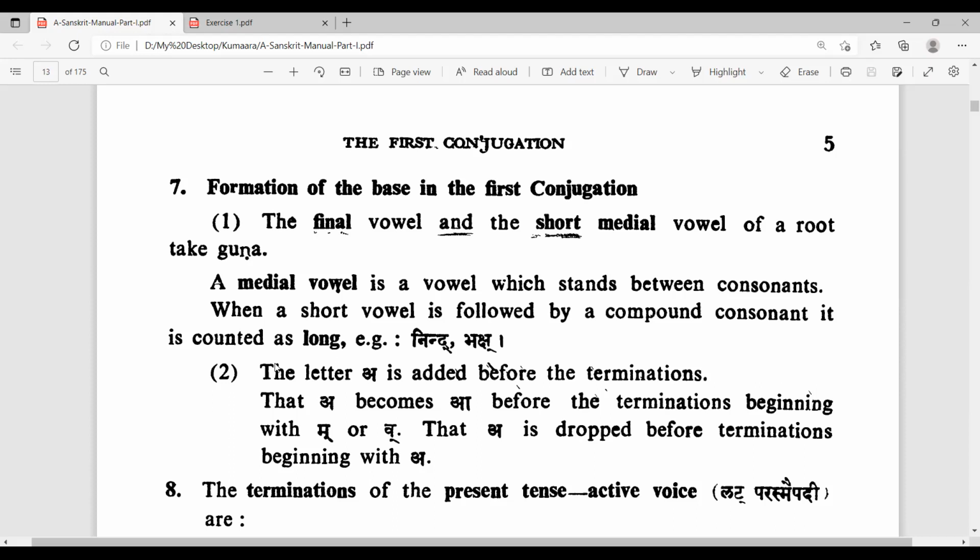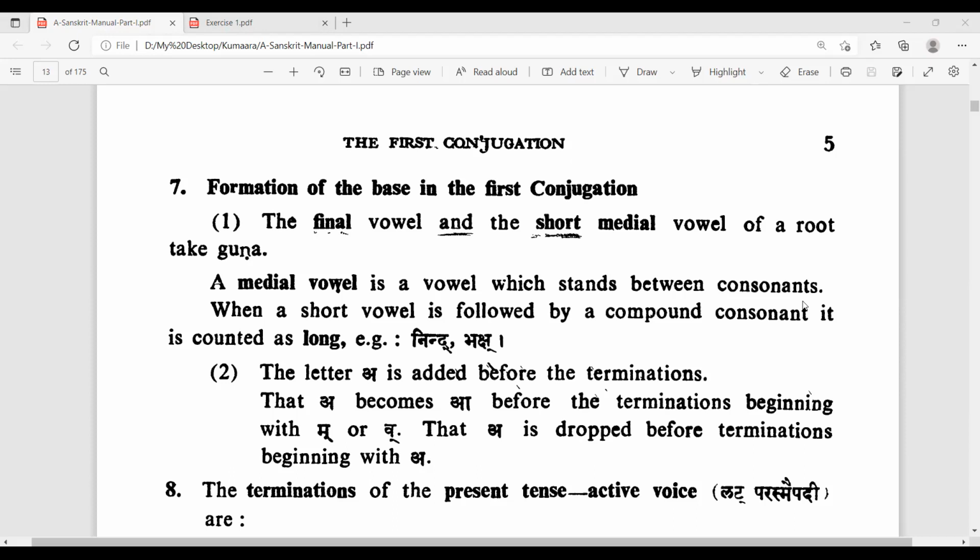Short medial vowel. What is short medial vowel? That is upada, is it? Medial is upada. Iganta anga and rasva ik upada. Okay. The medial vowel is a vowel which stands between two consonants. Okay, it defines what medial vowel is also.